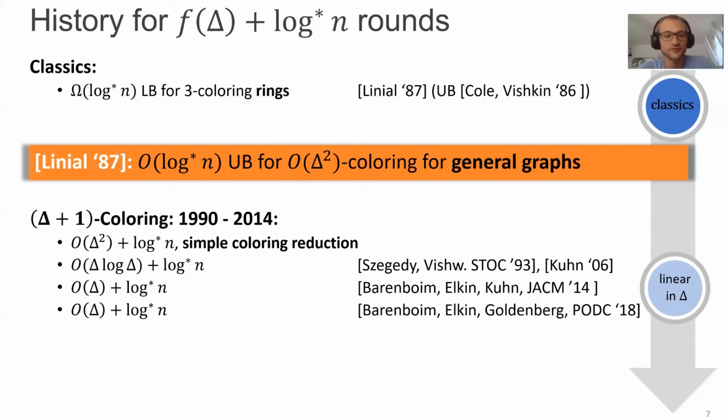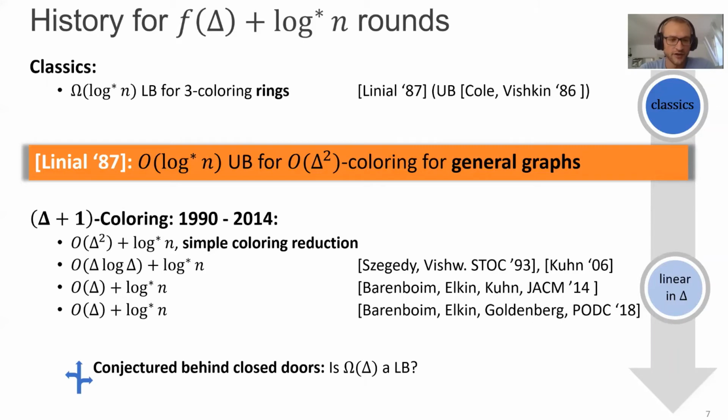And then in 2009, here it says JACM 14, but the conference versions appeared in 2009, Barenboim, Elkin, and Kuhn simultaneously in 2 different papers obtained the first linear in delta round algorithm. I have another paper here from Pozzi 18, which has linear in delta runtime, mainly because this algorithm is simpler, and variations of this algorithm are also needed in our work here. And at this time, people started to conjecture maybe linear in delta is actually a lower bound.